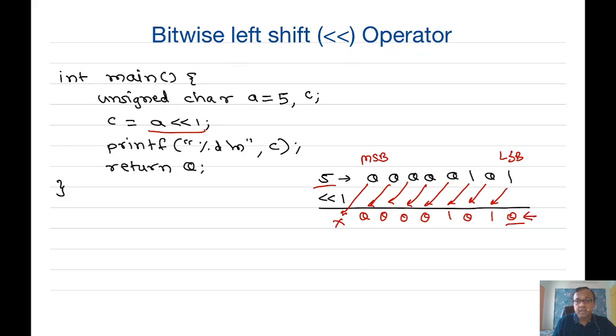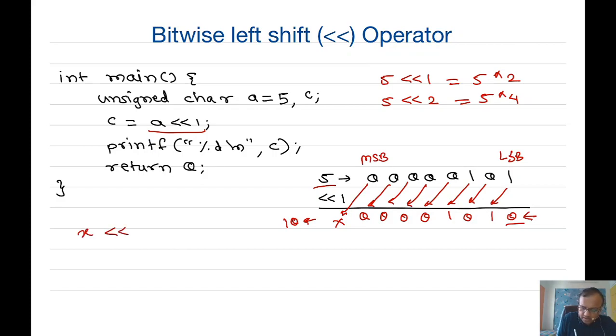But which bit pattern did we get? If you look at it, you find the bit pattern of 10. What exactly have we done? Please understand that for any number, shifting by 1 is equivalent to multiplication by 2. And if you try it again, you would realize that shifting by 2 is nothing but multiplication by 4. In general, shifting by n is nothing but multiplication by the power of 2.